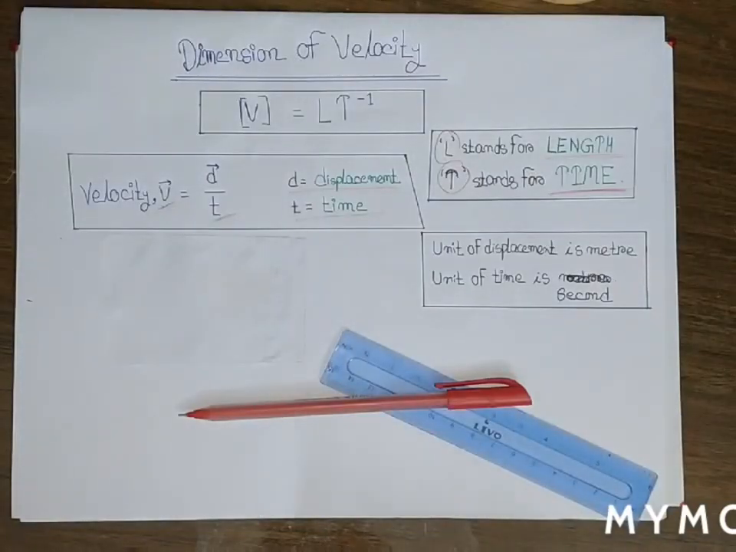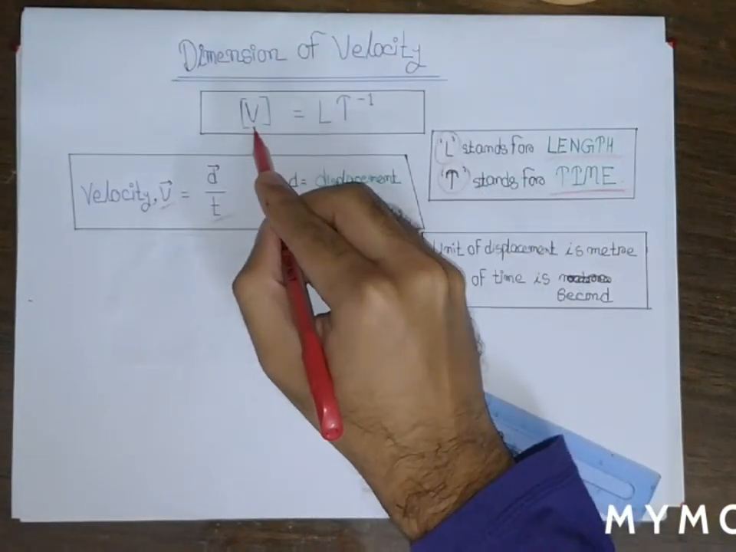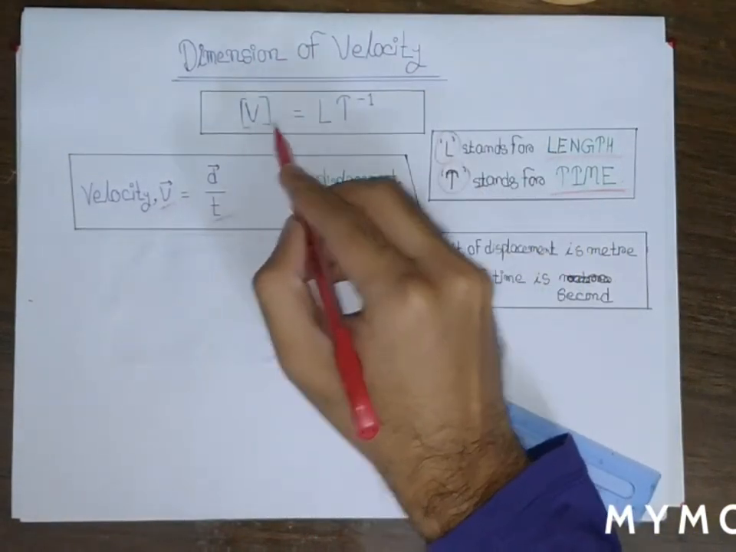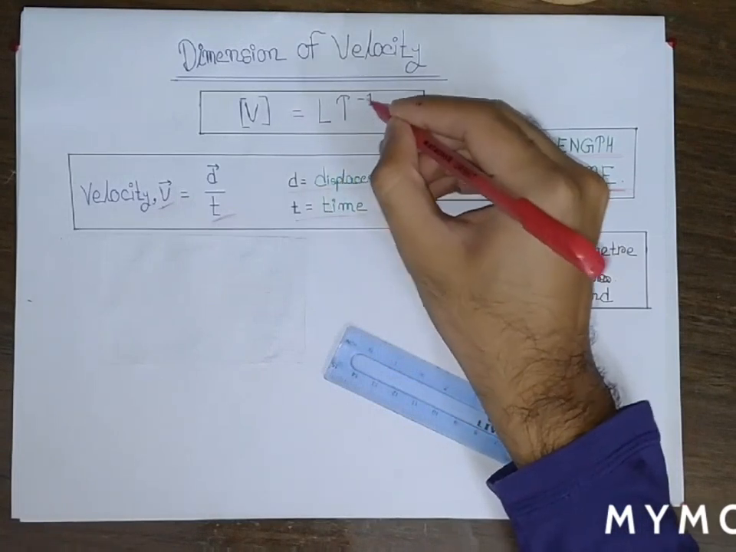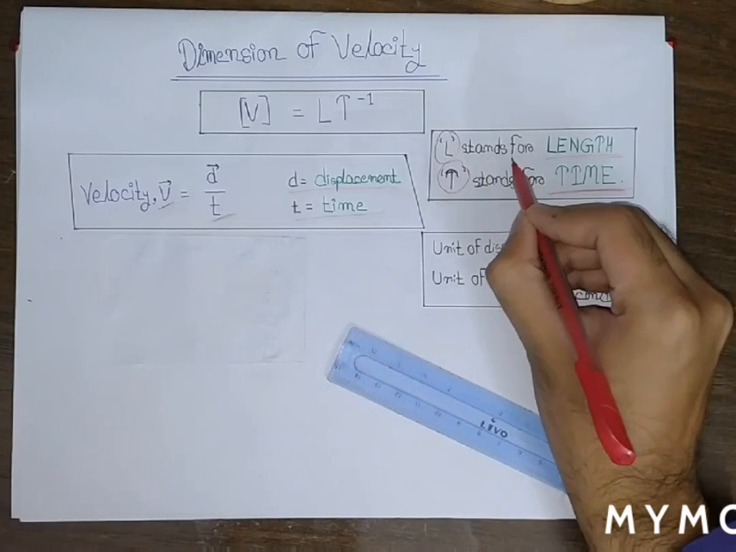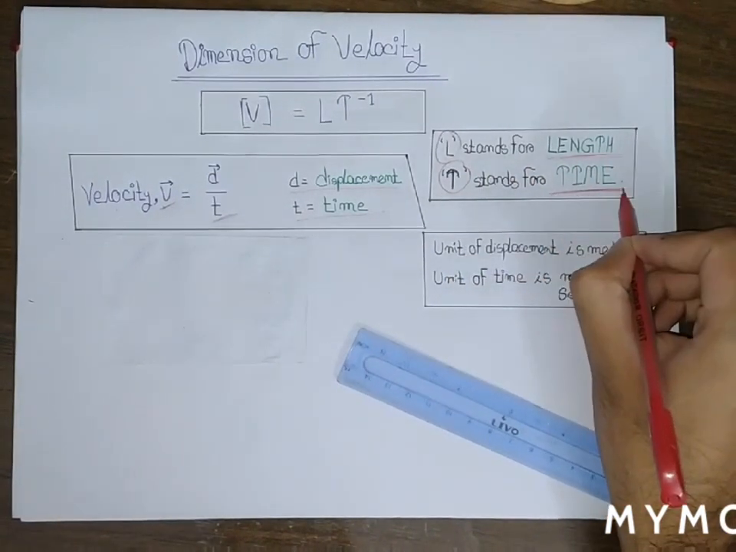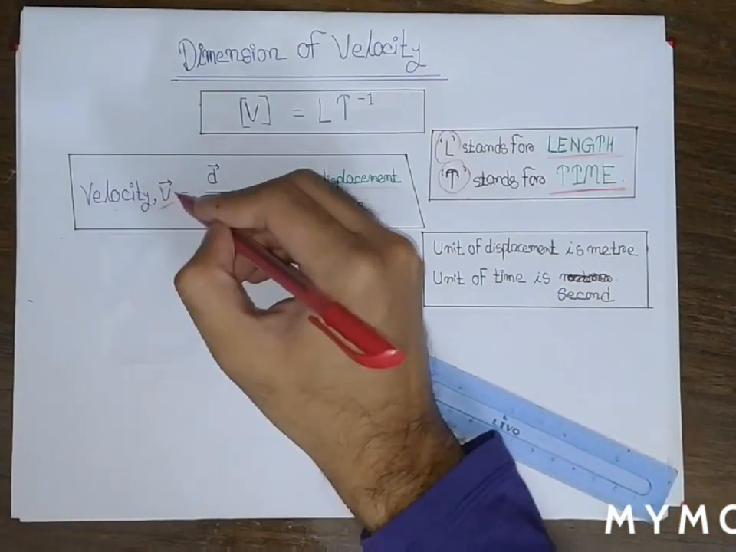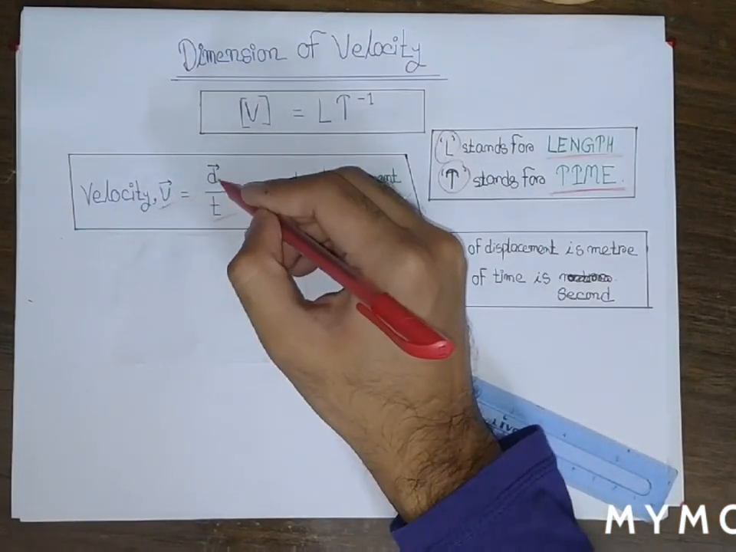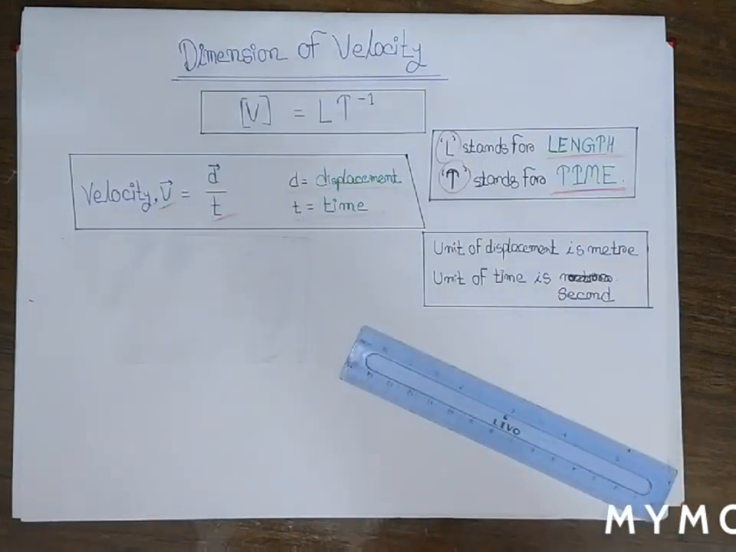We are going to start our today's discussion with dimension of velocity. Here I have written dimension of velocity equals to L T inverse 1. This is the way we write dimensions. L stands for length and T stands for time. We know velocity v, it is a vector, equals to displacement, it is also a vector, divided by time. So now how we will determine the dimension of velocity?